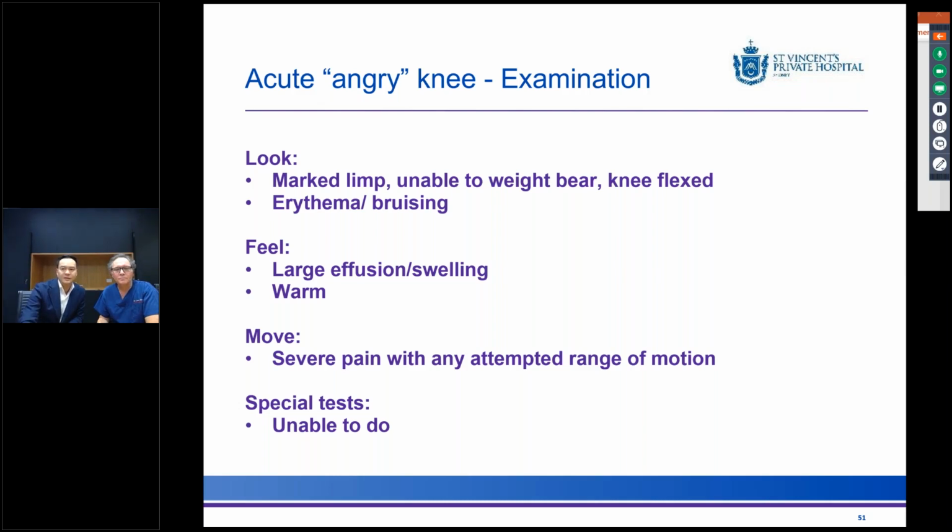So in this scenario, the information that we get from the examination is limited, but the main features that we're looking for is the patient has a marked limp, they are unable to weight bear, the knee is held in a flexed position. We look for erythema and bruising around the knee. We feel for a generally large effusion, or there can be diffuse swelling around the knee. The knee tends to feel warm. And movement is very limited and with severe pain with any attempt at range of motion. We're not able to do any special test.